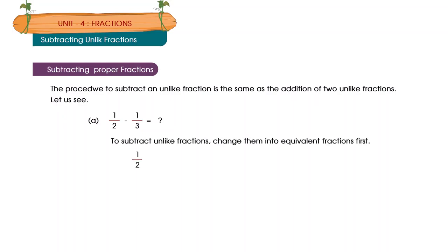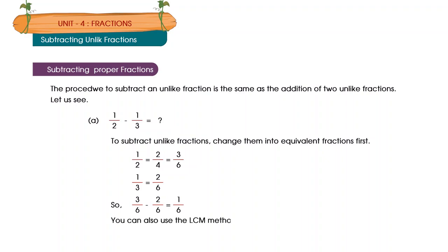1/2 is equal to 2/4 is equal to 3/6. 1/3 is equal to 2/6. So, 3/6 minus 2/6 is equal to 1/6. You can also use the LCM method to find the equivalent denominator.